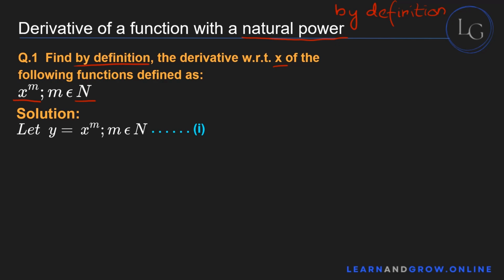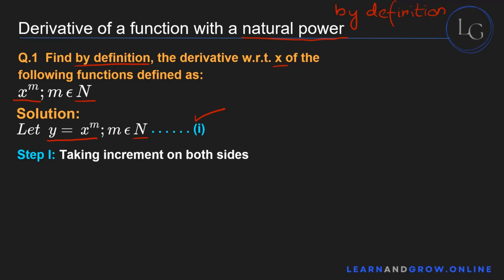Obviously we'll let y be equal to x to the power m, where m is any natural number, and this will be equation number 1. So m can be any natural number, so this particular method will apply for any variable with the natural power.